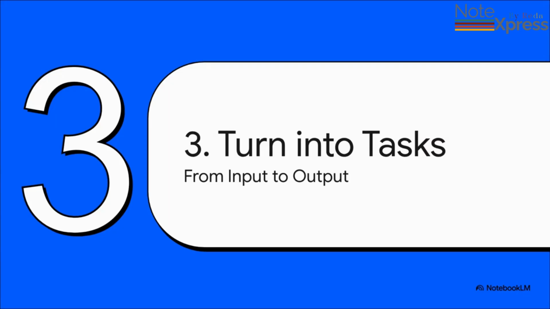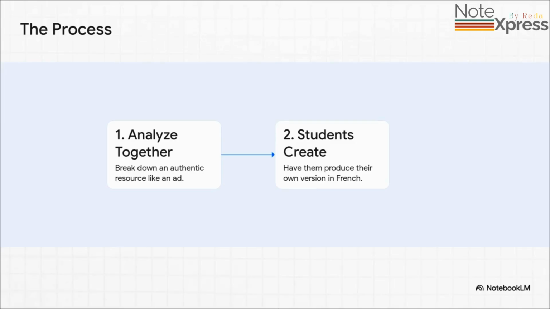And that brings us to our 3rd and final strategy, which really takes things to the next level. We're going to turn these resources into actual tasks. This is where we shift from passive input to active output. The power here really comes from a 2-step process. First, you analyze an authentic resource together. Let's stick with that ad example. Then, you empower your students to become creators by having them design their own little ad in French.